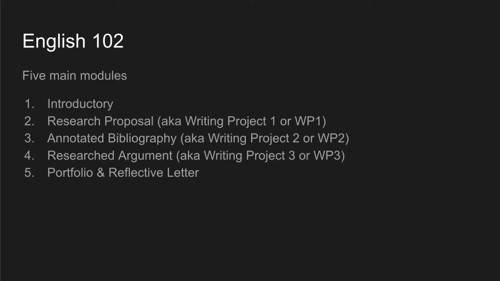The first one's introductory, get to know you, work on writing competencies, what are your strengths, what are your weaknesses. And then we move into the 3 main writing prompts or writing projects. We also call them WP1, 2, and 3. So they are all based off of the same topic that you choose. So you decide at the beginning of the course what you're going to write about the entire course and what you're going to research for the course.